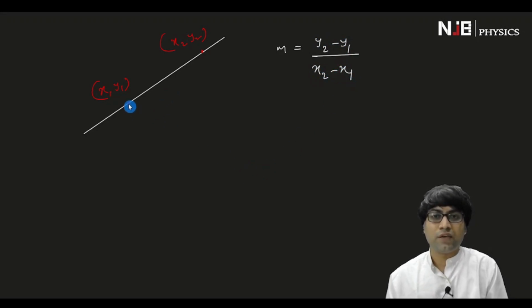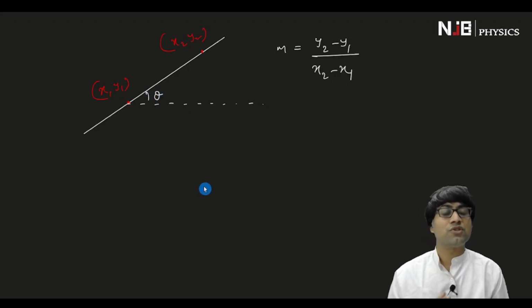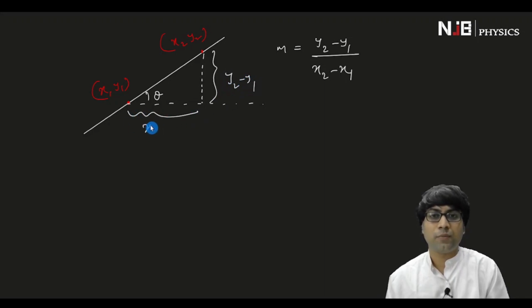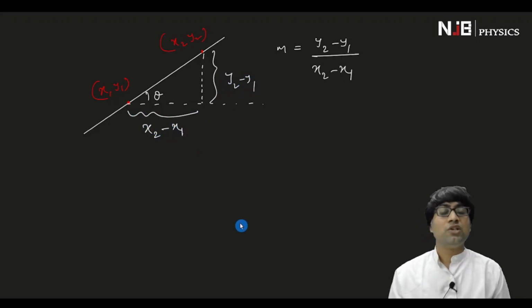It's very easy. If you look, the x-axis is going to be parallel to this dotted line, and this is going to be the angle theta, and slope will be nothing but tangent of this angle theta. And if you look, this distance will be nothing but y2 minus y1, and this distance is nothing but x2 minus x1. So if you know coordinates of 2 points on the straight line, we can use this formula in order to find slope of the straight line.